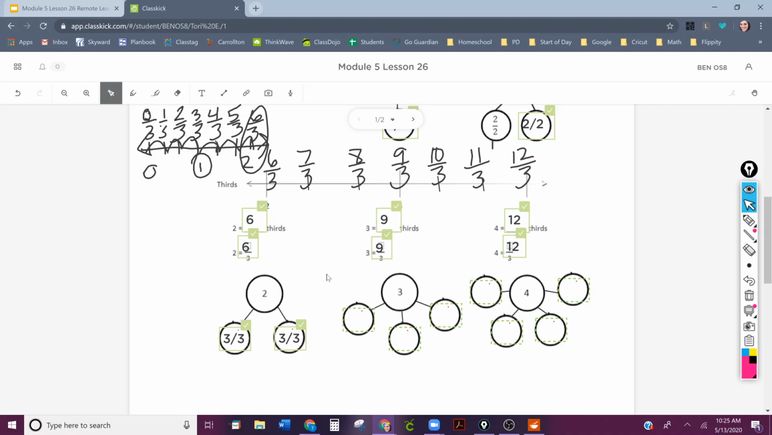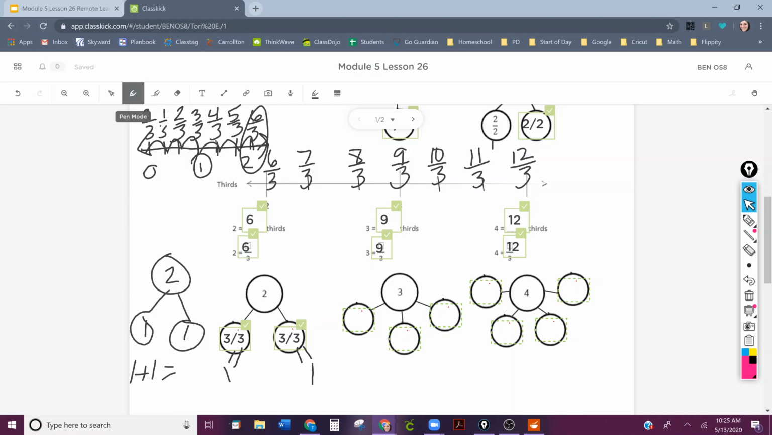Now, as I'm breaking the number bond apart, in order to have one whole, the top number and the bottom number need to be the same. So if I'm breaking apart my wholes, the top number is going to be 3 and the bottom number is going to be 3. And I know that 3/3 equals 1. So really, this is just like a number bond of 1 and 1 that equals 2. 1 plus 1 equals 2.